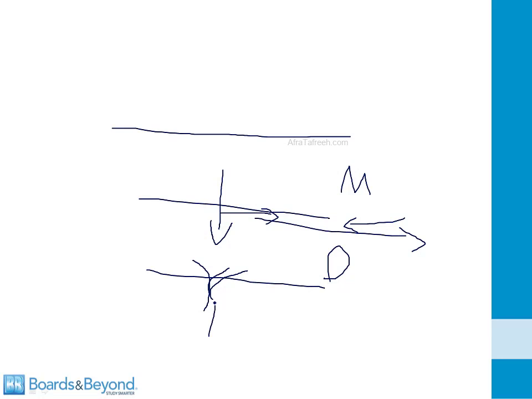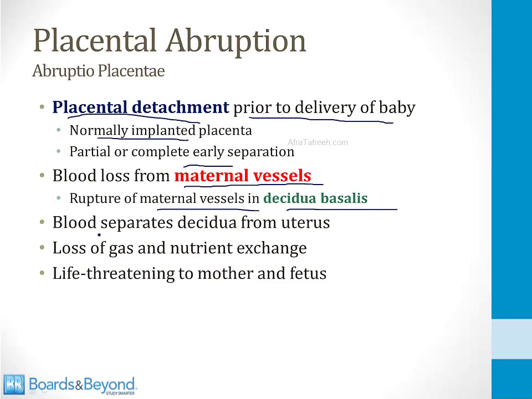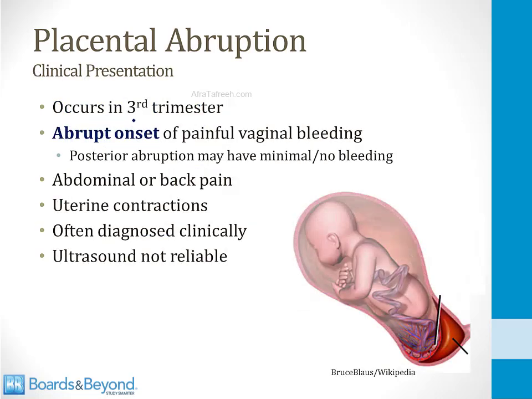Now, there are also fetal vessels bringing blood into the chorionic villi, but those are usually not the source of the problem. It's usually the maternal blood vessels that rupture and cause the decidual layer to separate from the myometrium, and that leads to placental detachment. And I've summarized these points here. Blood separates the decidua from the uterus. This leads to a loss of gas and nutrient exchange, and this is a life-threatening condition for the mother and the fetus.